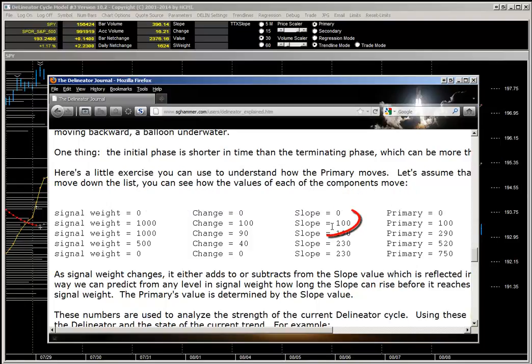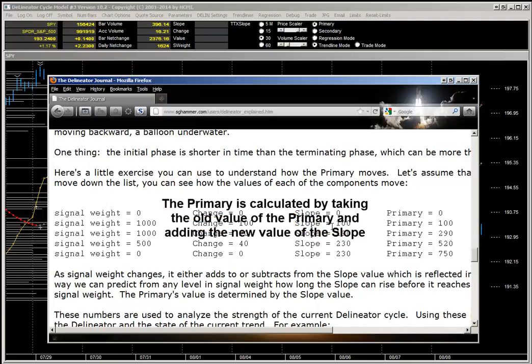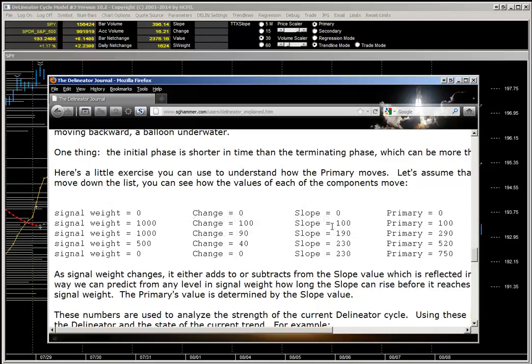So if the prior bar was 0 and the current bar is 100, the change would be plus 100. The primary value is calculated by using the old value of the primary plus the new value of the slope. So if the primary were 0 at the prior bar and the slope ran to plus 100, the primary would equal 100, because the primary value is equal to the old value of the primary plus the new value of the slope. So 0 plus 100 equals 100.